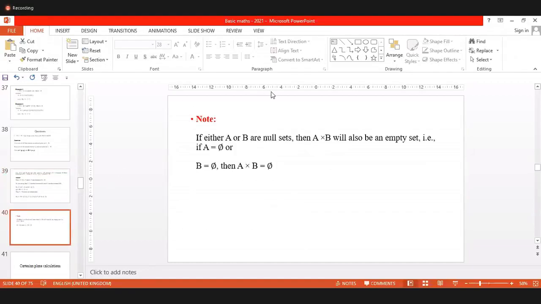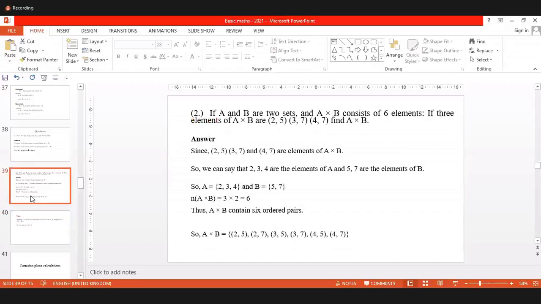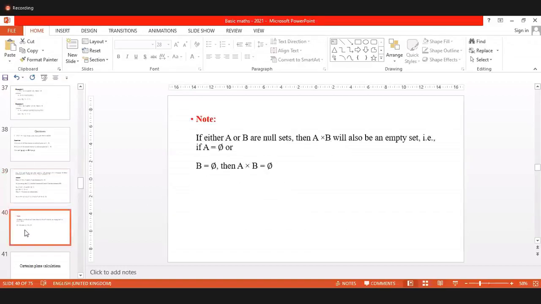You see, sometimes we will be having a null set. Null set means, what is that? Say for example, the set A is a null set. It means it is having no elements. So we will see that if either A or B is a null set, then A into B will also be an empty set.